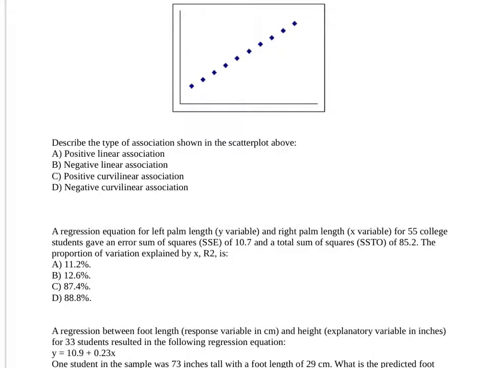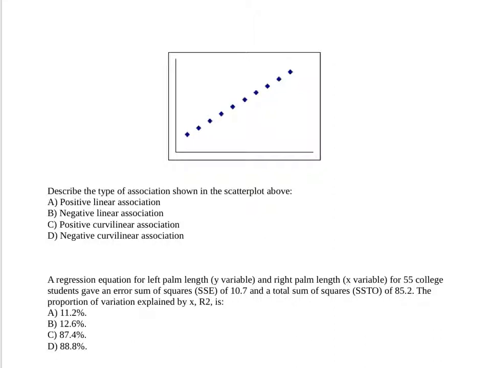Next one. Describe the type of association shown in the scatter plot above. Is it positive linear, negative linear, positive curvilinear, or negative curvilinear? Alright, so let's take a look at what these things are. Positive linear association means that as one variable increases, so this x variable increases, the y variable also increases. Think about height and weight. As somebody gets taller, you expect them to weigh more, right? On average. Not true for absolutely everyone, but on average.